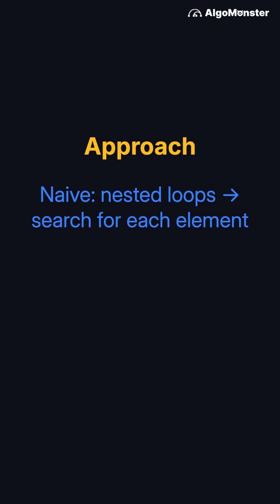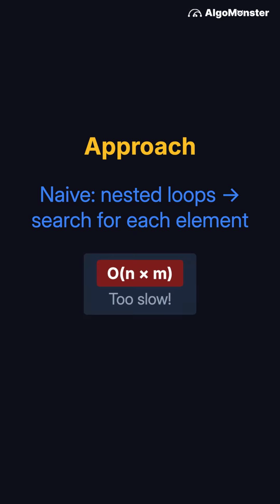The naive approach would be nested loops. For each element in the first array, search for it in the second. If found, add to result and remove it so we don't double count. That works. But it's O(n times m).